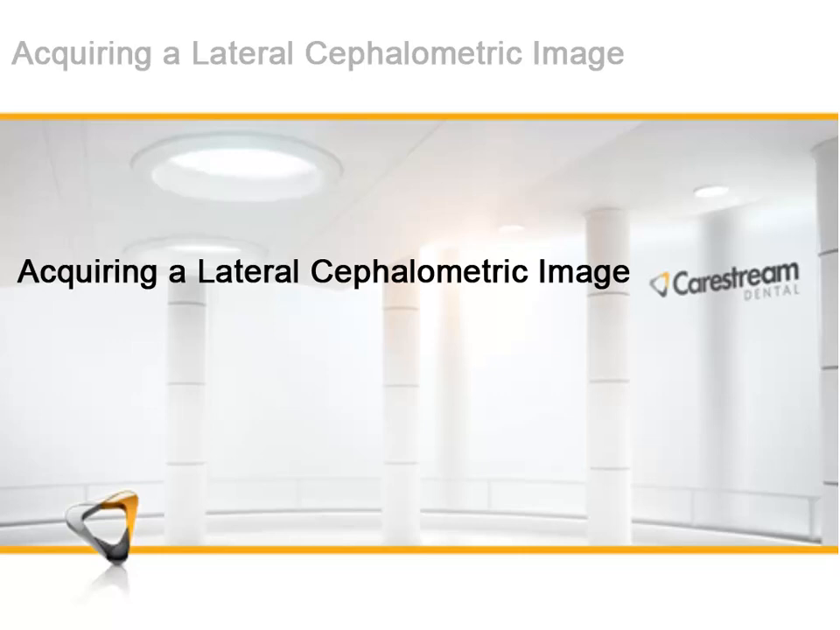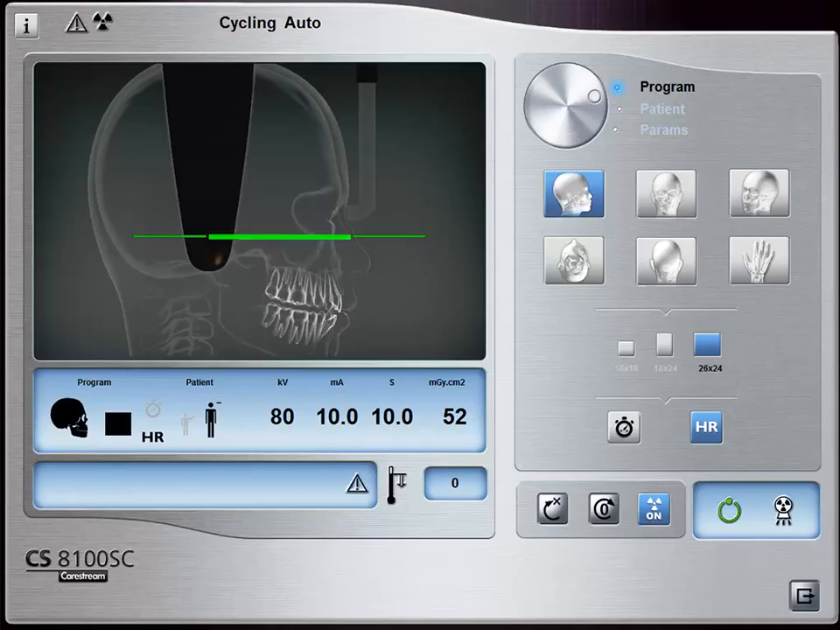Acquiring a lateral cephalometric image. Position the head clamps manually for the type of exam you are performing. In the cephalometric acquisition window, click the Program button to access the program pane. In the program pane, select the button for a lateral exam. Select the appropriate acquisition format size. Select Fast Scan for a quick exam, or select HR for a higher resolution exam.